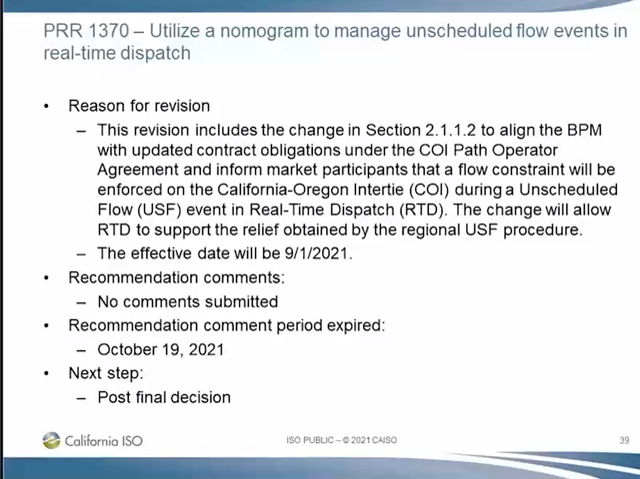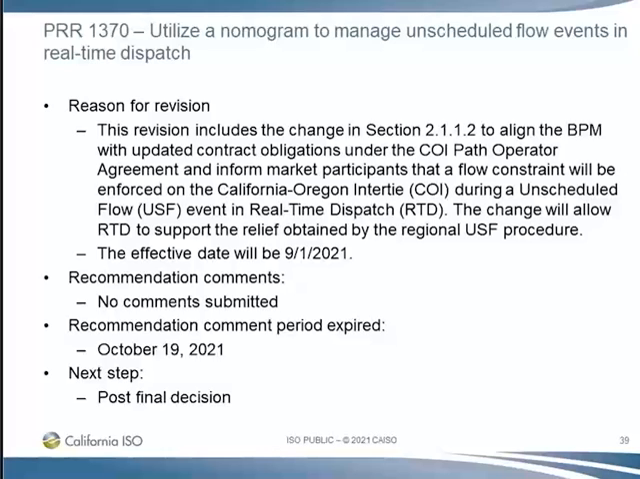Thank you, Nicole. This revision includes the change in section 2112 to align the BPM with updated contract obligations and the COI path operation agreement, and also inform market participants that a flow constraint will be enforced on the COI during the unscheduled flow event in RTD. And this change will allow RTD to support the relief obtained by the regional USF procedure. The effective date was September 1st, 2021, since this is an emergency change, and no comment was submitted.